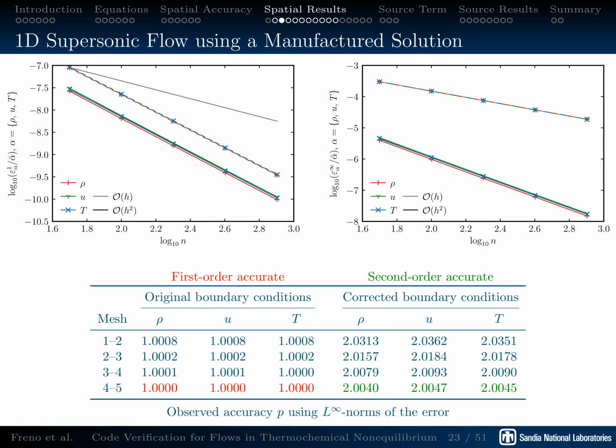The dashed lines in the plots, as well as the left half of the table, show the results from the original boundary condition implementation. In the left plot, which shows the L1 norm, the error is second order accurate. However, the L infinity norm shows in the right plot in the left half of the table that the error is only first order accurate. Upon correcting the boundary conditions, we were able to obtain second order accuracy in both norms.